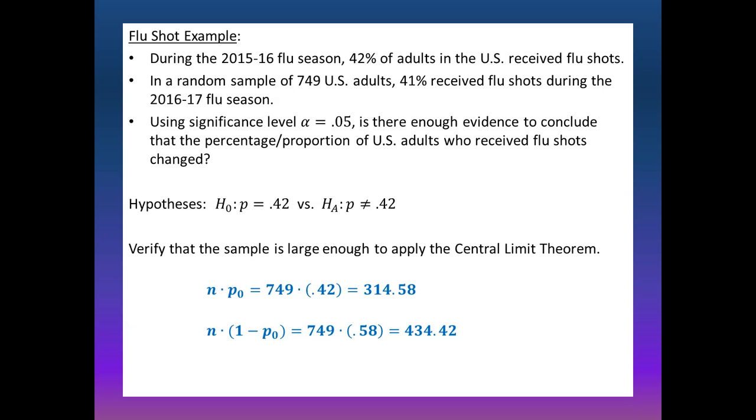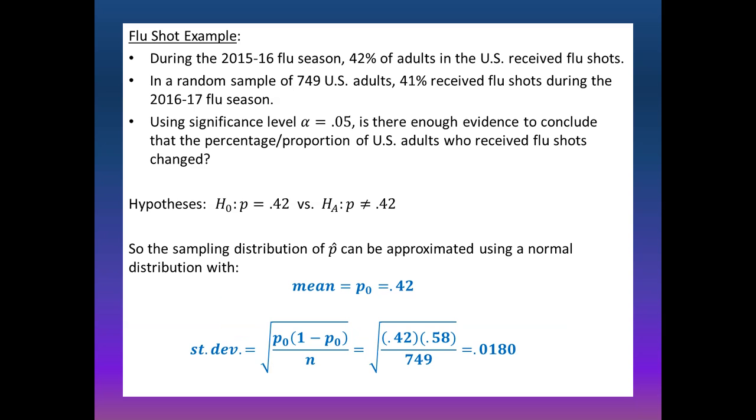The first thing to check is to make sure we have a large enough sample to apply the central limit theorem. That's not going to be a problem. 749 times 0.42 and 749 times 0.58 are both substantially larger than 10. Since we have a large enough sample size to apply the central limit theorem, we can approximate the sampling distribution of p hat with a normal distribution that has a mean of 0.42 and a standard deviation of the square root of 0.42 times 0.58 over 749, which is 0.018 to 4 places.